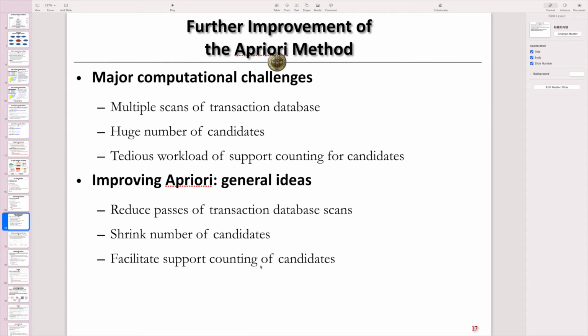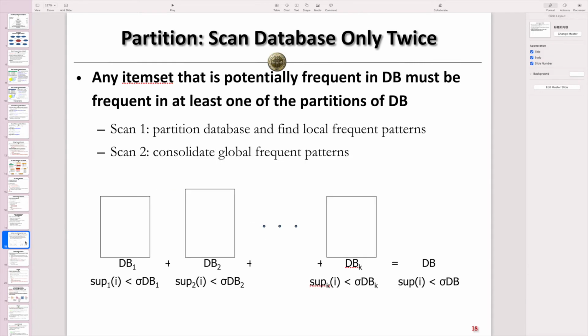These are general ideas, and we can show you an example of how to reduce the scanning cost. Before, for each iteration, we had to scan the database once, and it was very time consuming. Here we propose to further improve this algorithm by scanning the database only twice. To achieve this target, we have an observation, which can serve as an assumption for the method we show here: any item set that is potentially frequent in the database must be frequent in at least one of the partitions of the database.